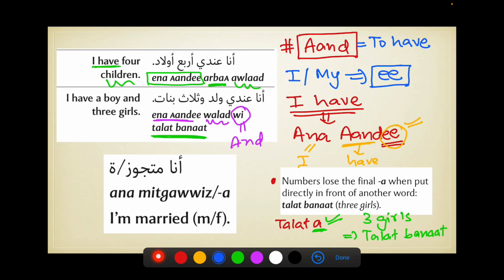Now I want you to remember a new word, which is married. If a male is using it, he will say متجوز, and if a female is using it, she will say متجوزة. So if a male has to say I am married, he will say أنا متجوز. And if a female has to say the same, she will say أنا متجوزة.